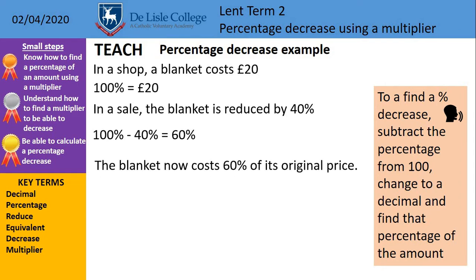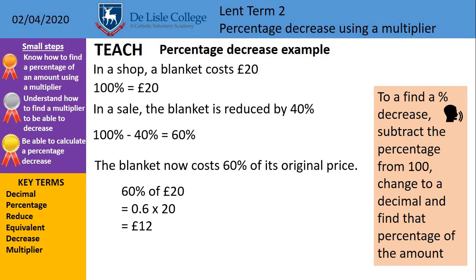So this is now our question. The blanket now costs 60% of the original value. So now we're going to work out the decimal multiplier for 60%. So 60% of £20, we would do 0.6. Remember, 60 divided by 100 is 0.6. Of means times, so 0.6 multiplied by 20. Sorry, the blanket now costs £12.